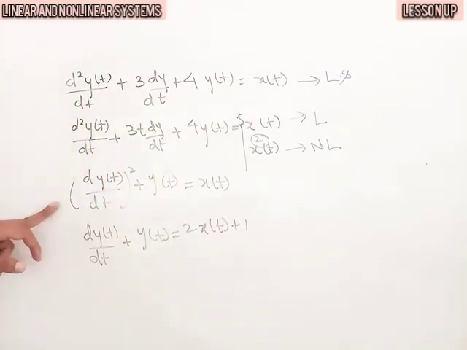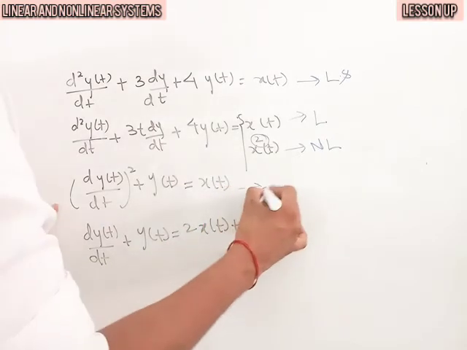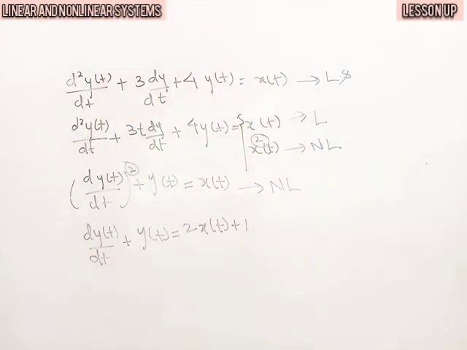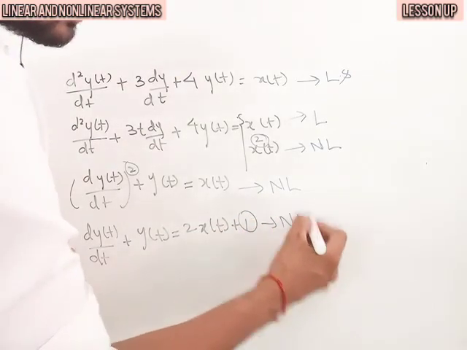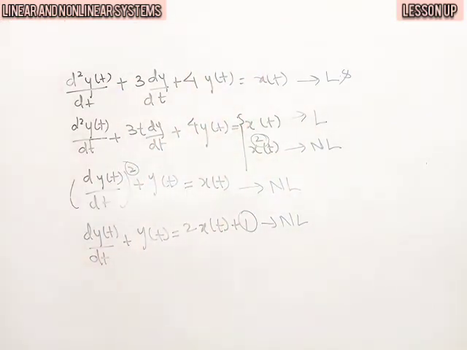Now this is non-linear because of the higher order output. This is non-linear because of addition of constant. Okay, so directly by seeing the equation we can determine whether this is a linear or non-linear system.